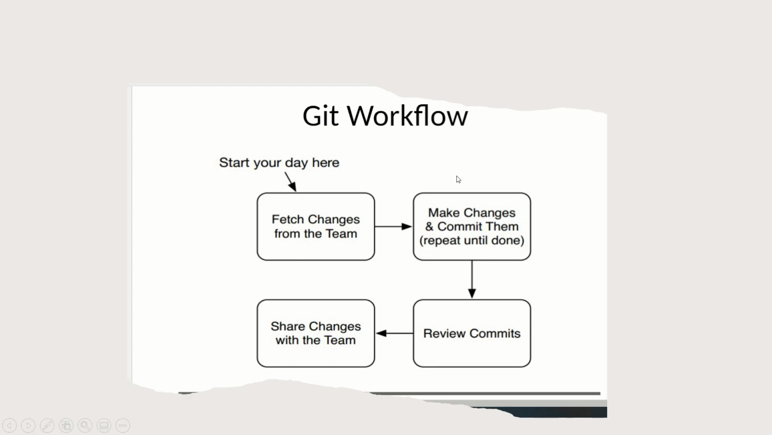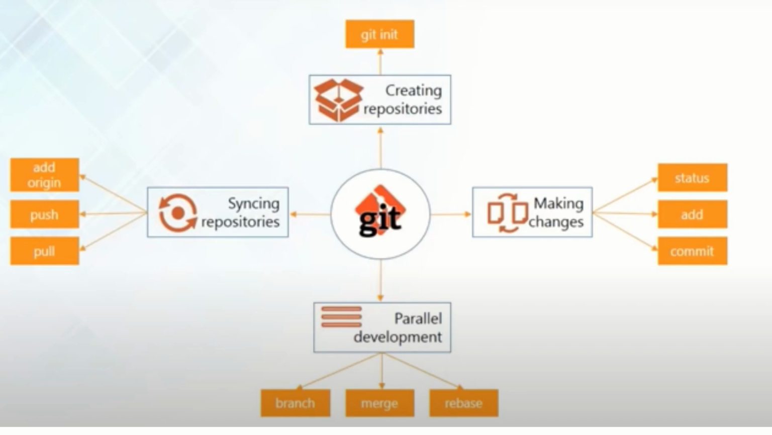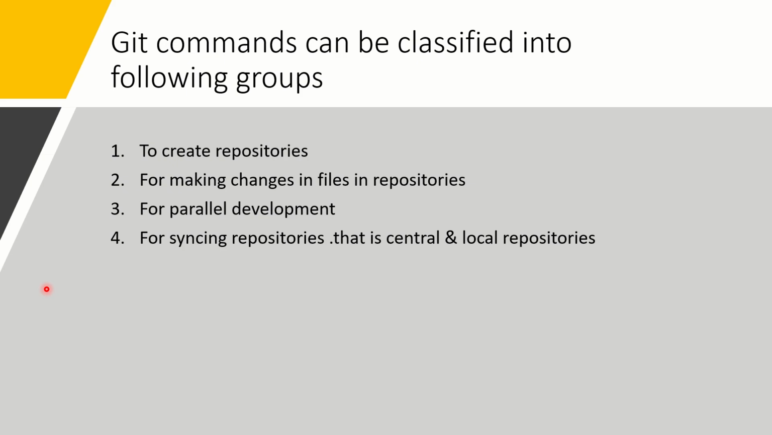So we discussed the different types of Git commands. We classified the Git commands into four major categories based on their use. The first category is for creating repositories. The second group is for making changes to the files. The third one is for parallel development. And in order to synchronize the two repositories, that is the central and local repositories, we can use these commands.